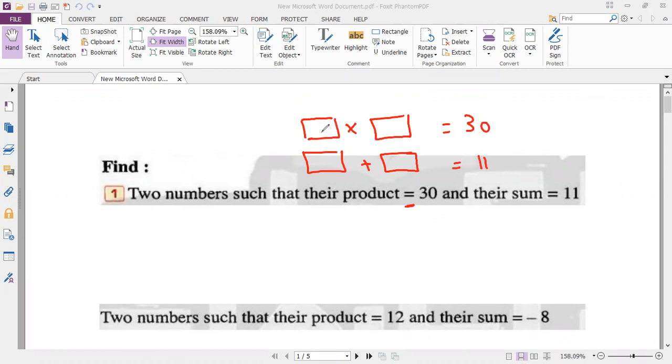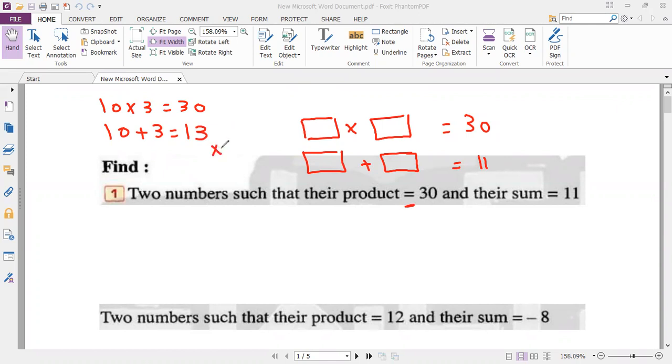So what are they? We can check something like 10 times 3. 10 times 3 equals 30. That's right. But when adding them, 10 plus 3 equals 13. So this trial is not right.